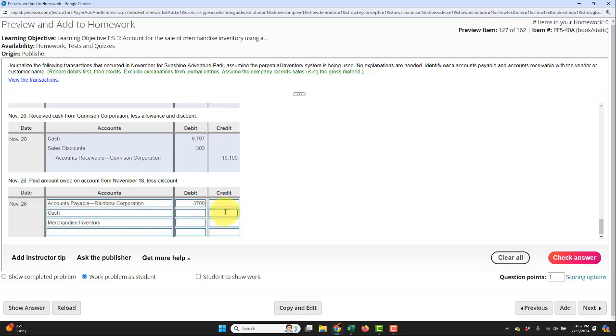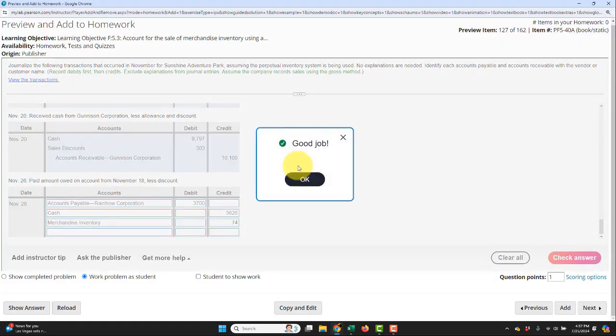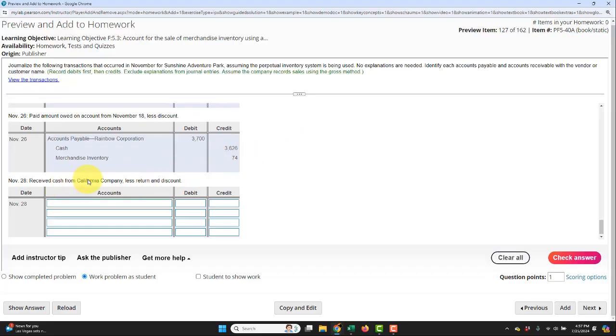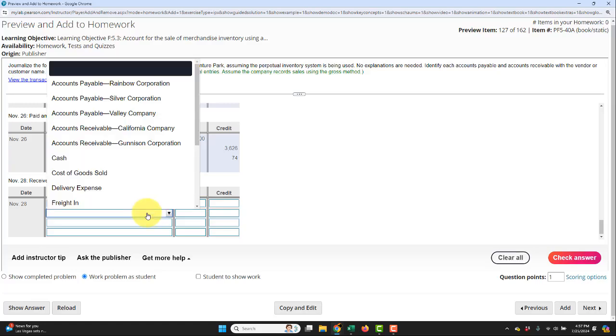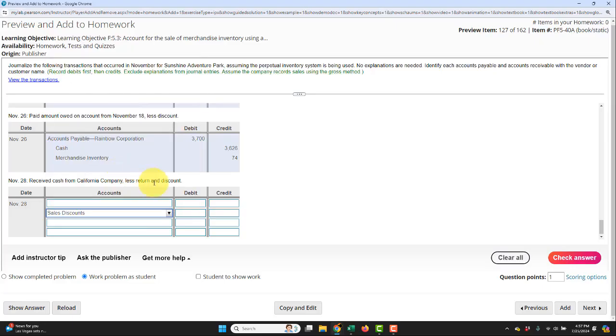Okay, and you have to also keep in mind that you want the merchandise inventory balance to reflect how much you've actually paid, net of any returns or discounts or whatever that you as the buyer have taken. Okay, so in this case, cash amount is 3626, and the amount that we took in a discount is 74, which again is going to reduce this merchandise inventory value.